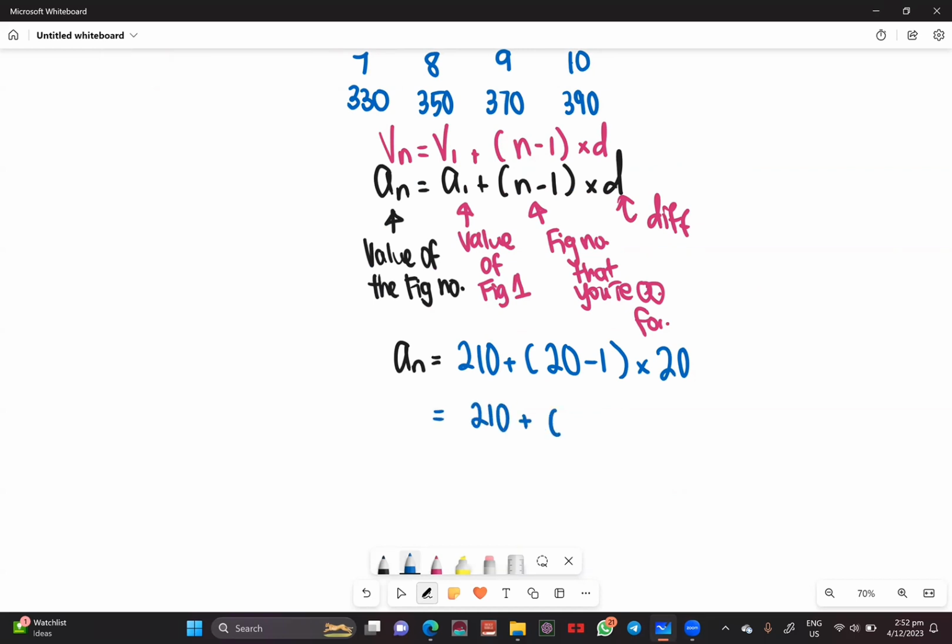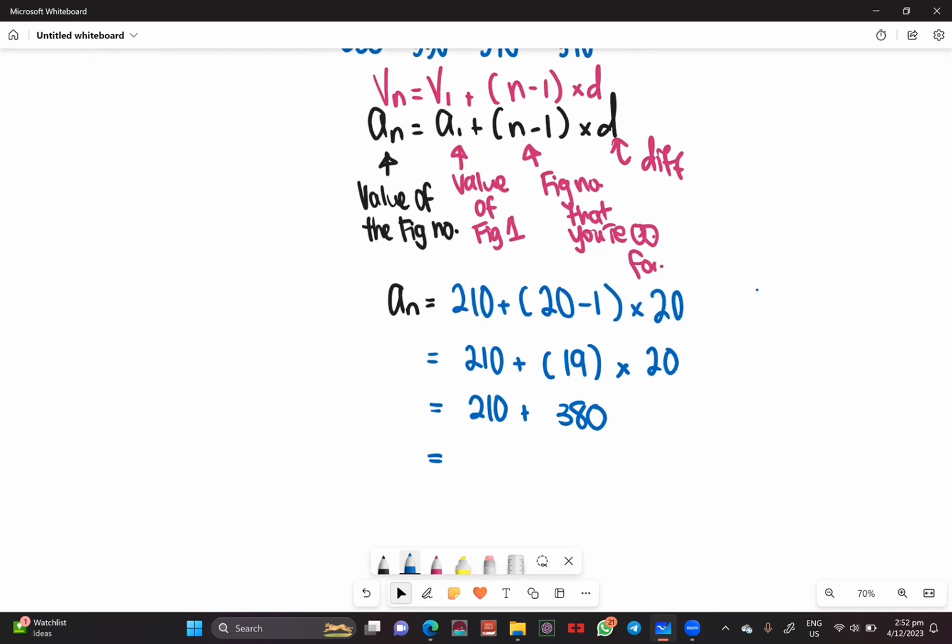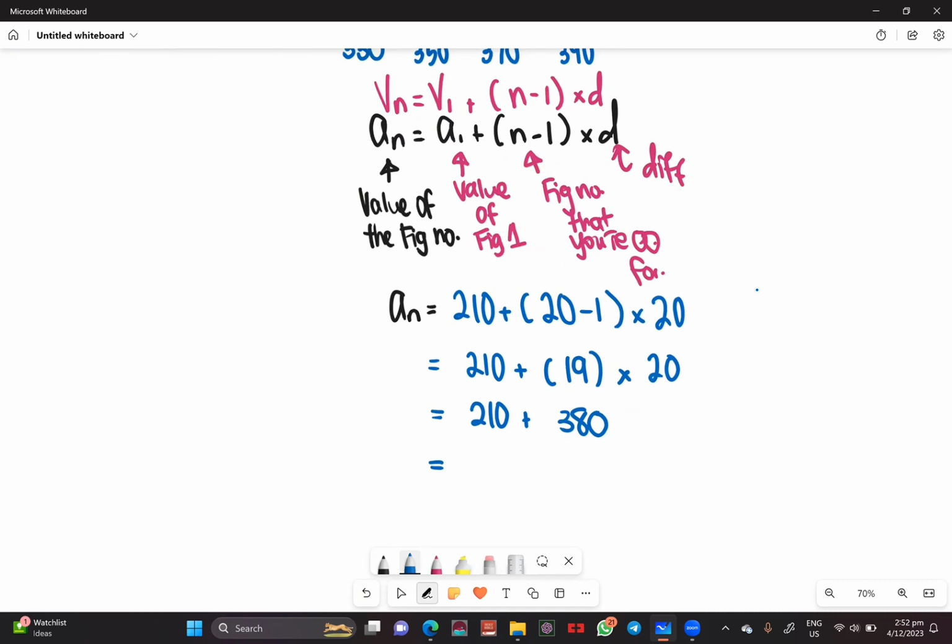When you do this, you get 210 plus, of course, BODMAS rule, we solve whatever is in the bracket first. 19 times 20. 19 times 2 gives me how much? 38. Very good. Add a 0 at the back. 210 plus 380. I always encourage my students to use mental calculation. 380 plus 200 is 580, plus another 10, therefore it's 590.